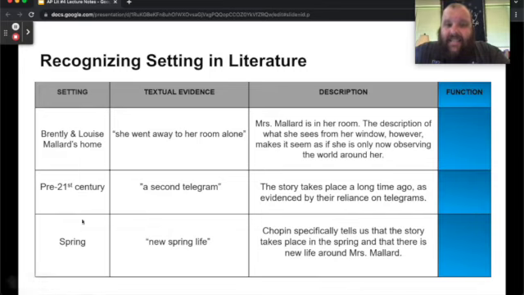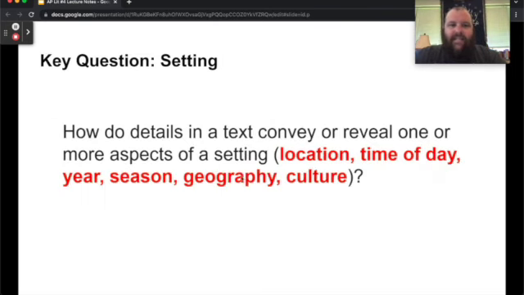So some details in the setting, some evidence, and a description. A lot of what I was just saying was sort of function-y language, and we will get there. Of course, we'll get there. But right now, it's like when you're reading something, can you understand where and when it's set? Identify evidence for that, and then describe that. And later we'll describe function, right? But that's the idea, right? And that's how we try to recognize setting in literature.